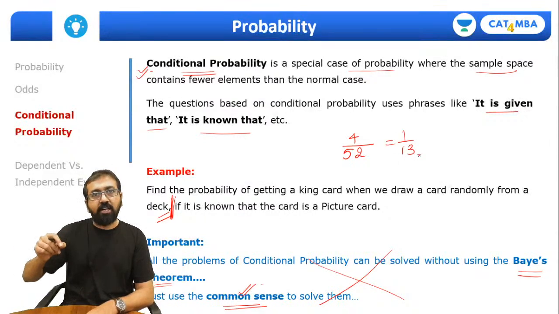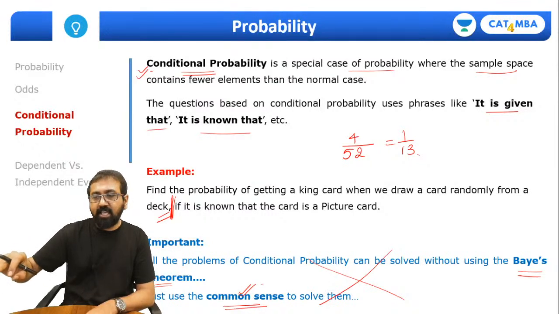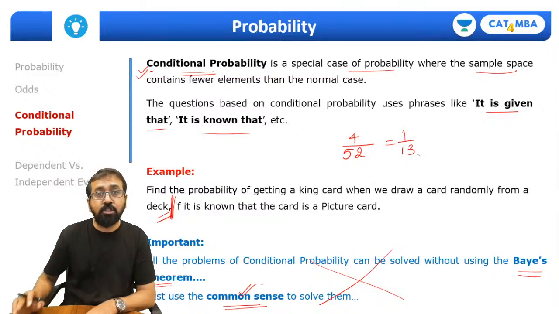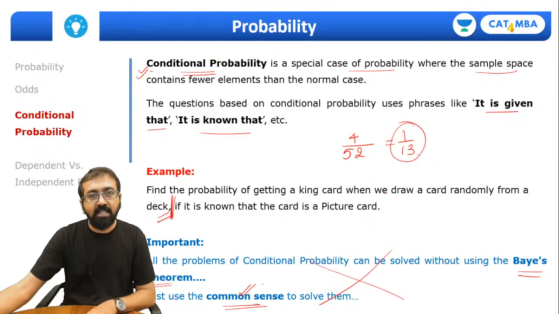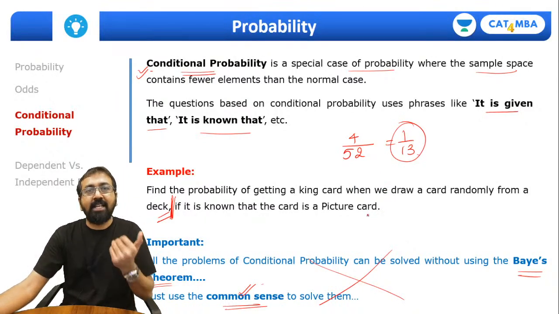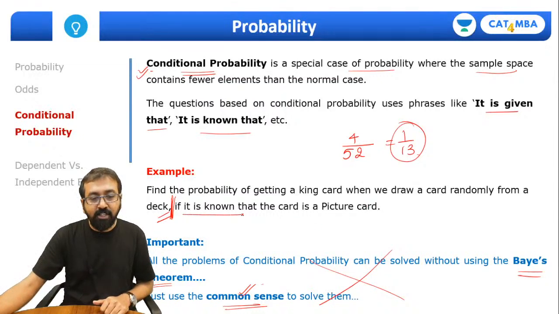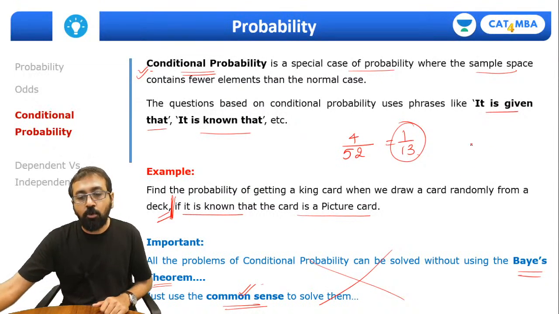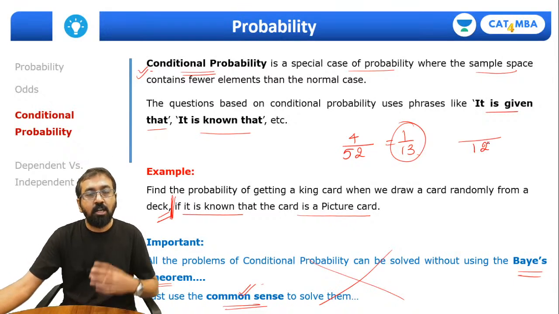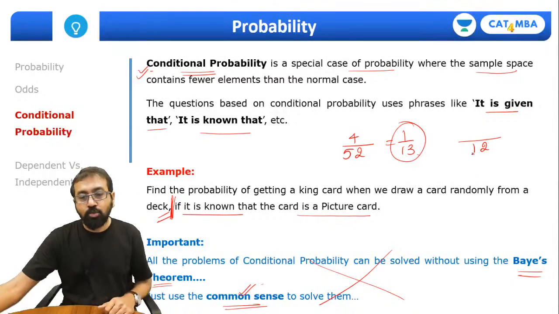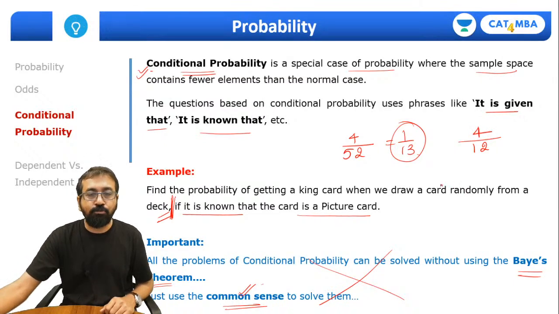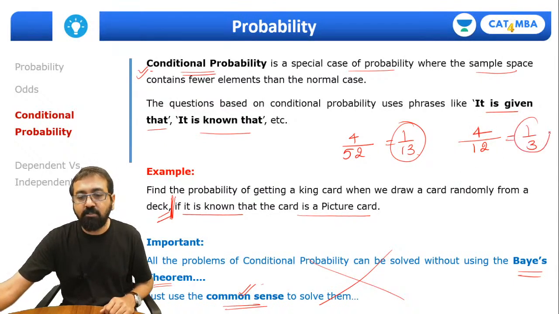But when I draw the card, somehow partially I came to know, I just got a partial glimpse of that card and I realized that it is a picture card. The card that I've drawn is a picture card. So will the probability remain the same 1/13? No. The probability of getting a king now has increased. Why? If it is known that the card is a picture card, how many picture cards are there? There are 12 picture cards: 4 king, 4 queen and 4 jack. So I know my card is one of these 12 cards, and how many of these 12 cards are kings? There are 4 king cards out of 12 cards. So now the probability has become 1/3.